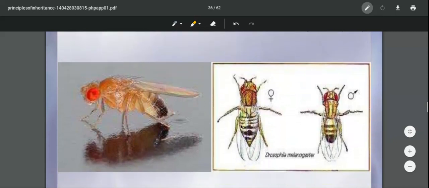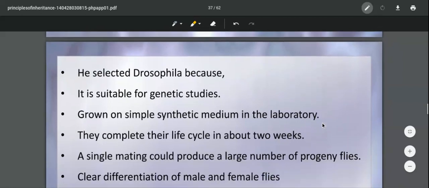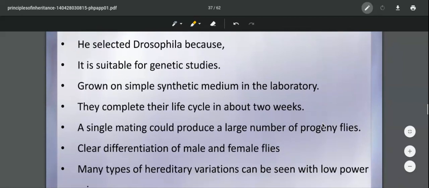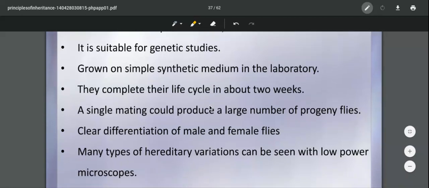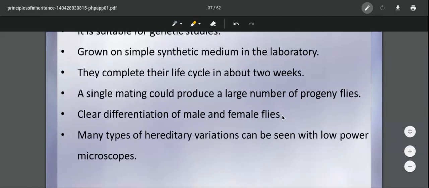melanogaster. This is the female and this is the male. So why did he use Drosophila for his experiments? He had several reasons. First, it is suitable for genetic studies. Second, it can be grown quite easily on simple synthetic medium in the labs. They complete their life cycle very fast, that is about 2 weeks. Third, in a single mating, you can produce a large progeny, so there is no shortage of flies to experiment with. Then, another very important reason, a clear difference between male and female.